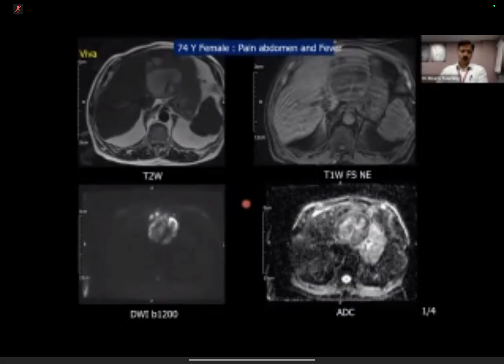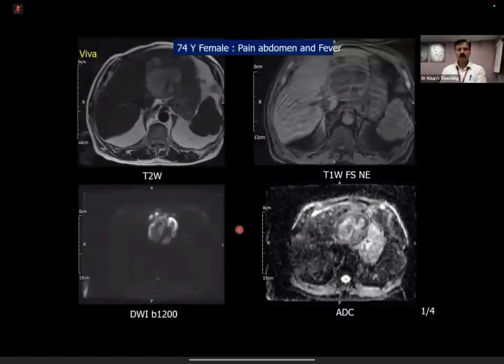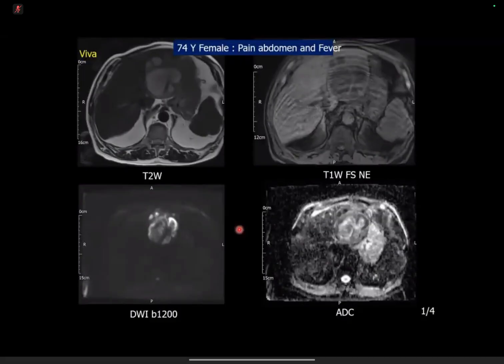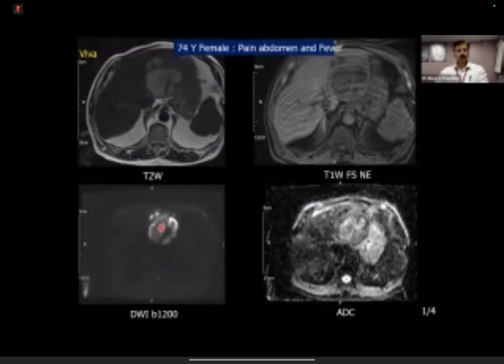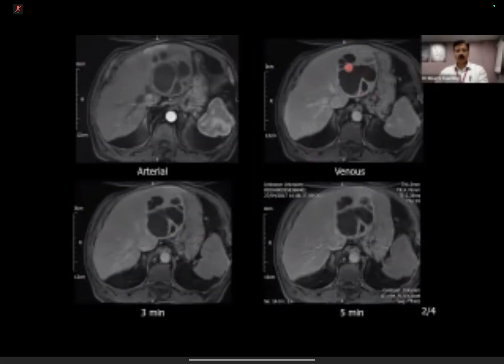Okay, candidate 4. Now, T2, T1 pre-contrast, DWI, what do you think it is? With pain, abdomen and fever. I think this is a hepatic abscess because I've got central low intensity on T1, hyperintensity on T2, and then with an enhancing kind of capsular and borders and restricting borders. Yeah, so this is an abscess which shows restricted diffusion, and on contrast it showed enhancement, some septations, etc.